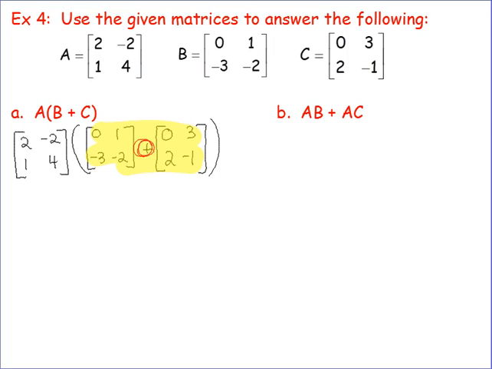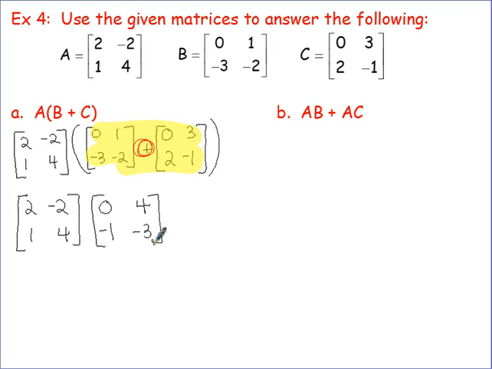So all you got to do is keep the first matrix the same, don't change it, don't forget about it. And add these. 0 plus 0 is 0. 1 plus 3 is 4. Negative 3 plus 2 is negative 1. And negative 2 plus negative 1 is negative 3. That was the easy part.